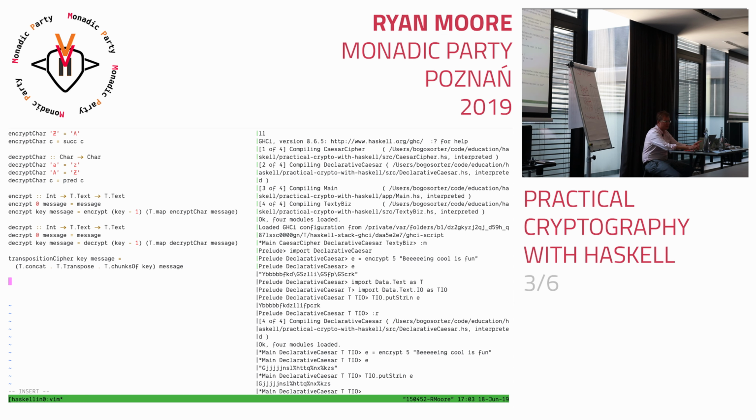Without type signatures, I prefer explicit arguments. If you're not writing the type signature, I don't ever want to see that. But here, where it says this is int to t.text to t.text right there, then I know what's going on.